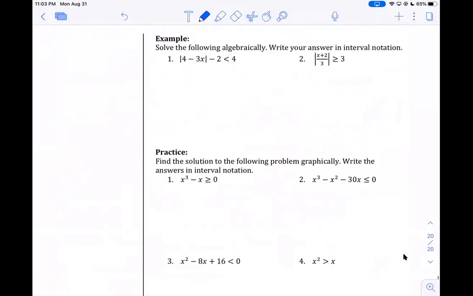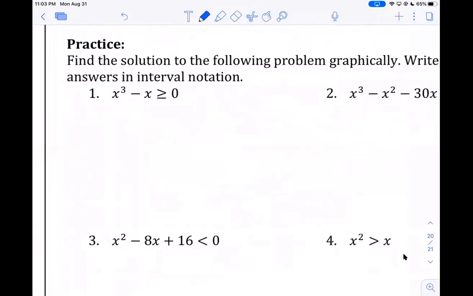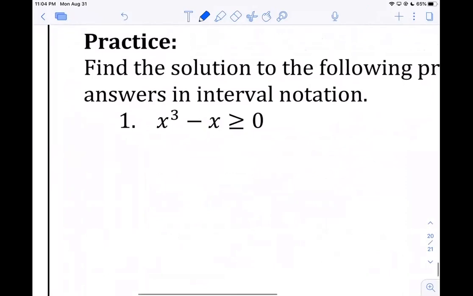All right, that's a lot of information, so let's go ahead and have you practice. We're going to skip the algebraic one because you can just solve it. Let's have you practice solving it graphically, and you need to answer in interval notation. So pause the video and try the first one.